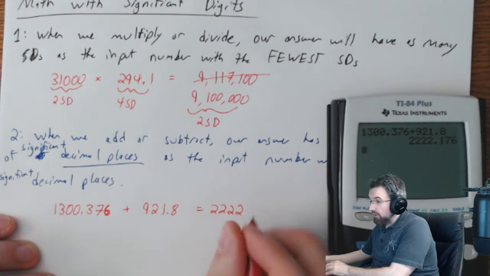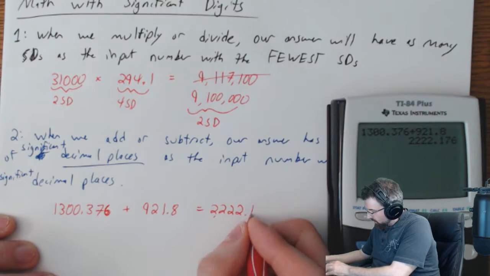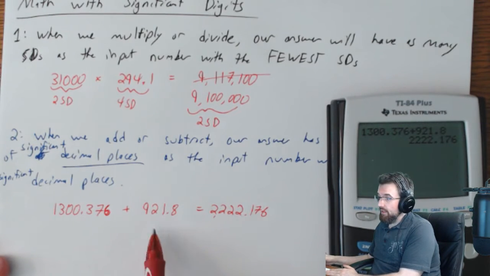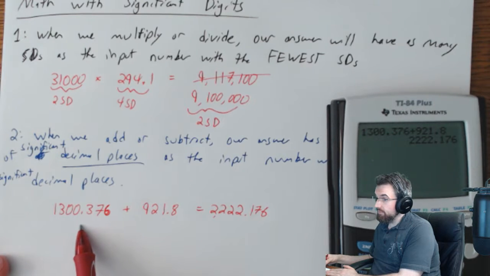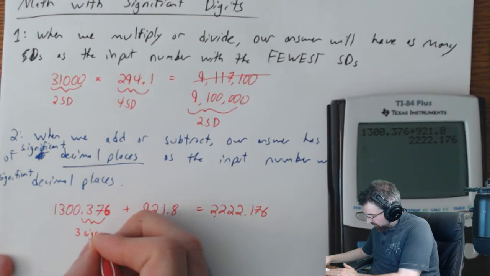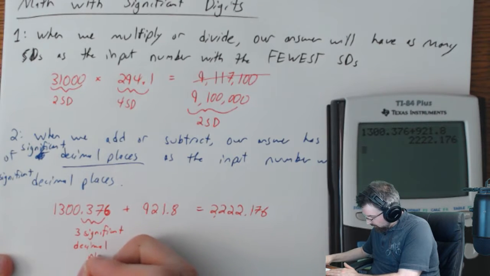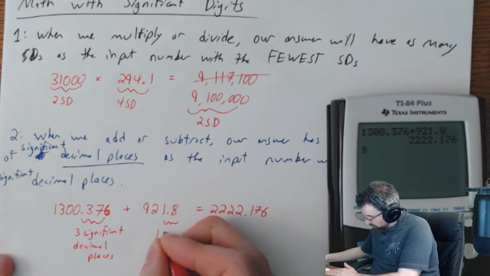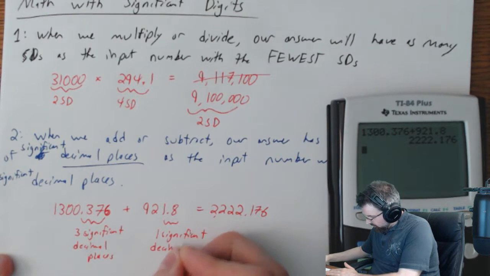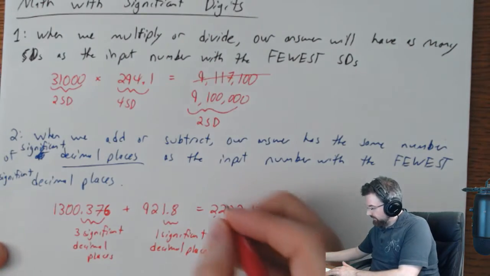I didn't do that intentionally to get all twos. Honestly, I didn't think this through. Just picking random numbers out of the air. 2222.17 6, like so. But this is not the answer that we will get if these are both measured quantities. Because this one has 3 significant decimal places. This number has 1 significant decimal place, like so. So that means our answer can't be this.